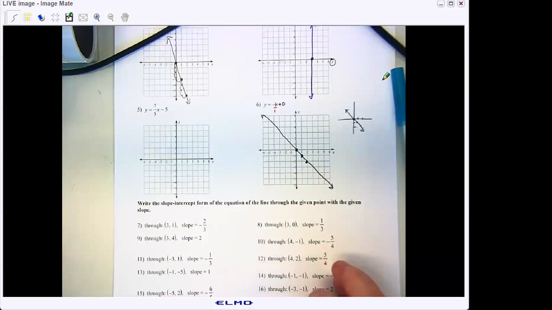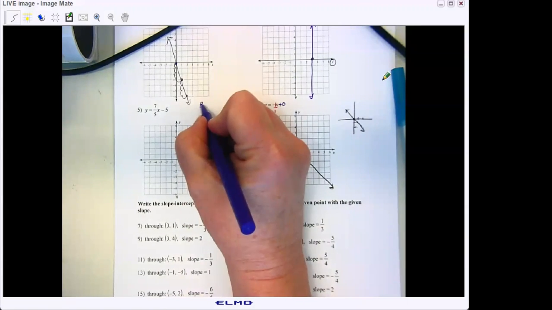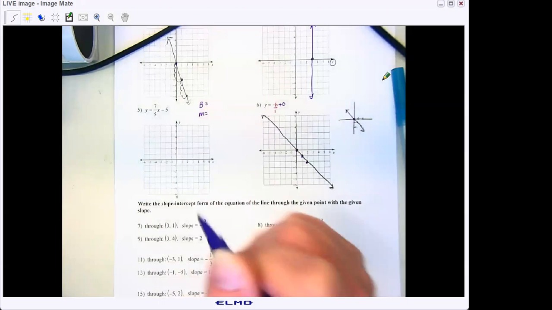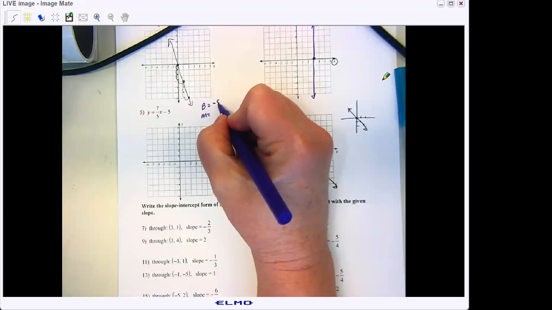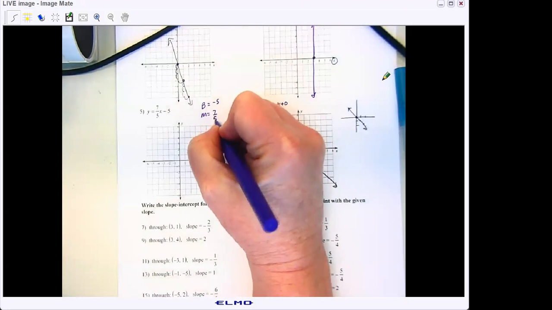Good. Nice. Okay, so put in the chat box on number 5, where do I start? What's my b? And then my m. Good. Nice. Okay. So b is -5, which makes your m 7 over 5.